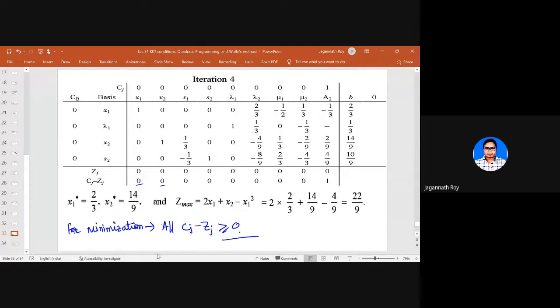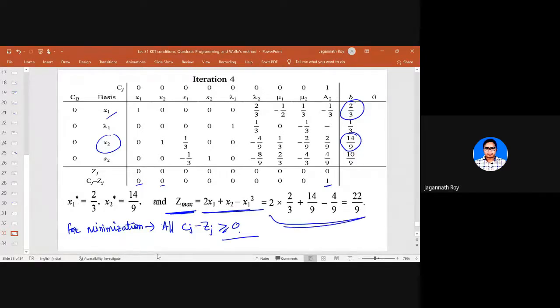So in this case, in the fourth iteration, we can see that this is positive and all others are 0. And now we can see that x1 is 2 by 3 and x2 is now 14 by 9. So we can find out the maximum value. So Z max is again this one.